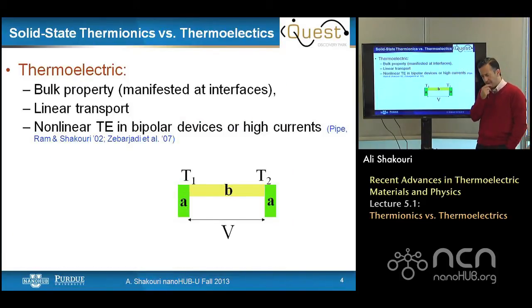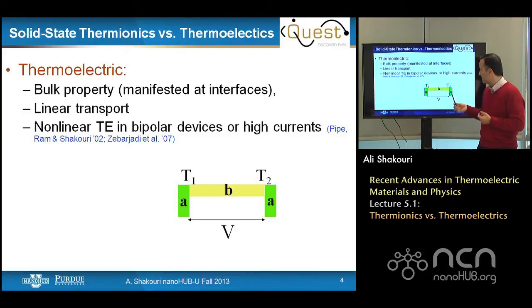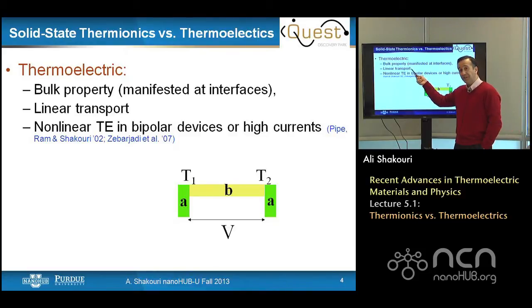What are the key differences between thermionics and thermoelectrics? Thermoelectric cooling is a bulk property, whereas thermionic is manifested at interfaces. Basically it is the average energy of the moving electrons when they move from A to B. If the electron gas expands or contracts, absorbs some energy, that's Peltier cooling and heating, or in the case of the Seebeck effect, it is the electron gas that is doing the work. Thermoelectric is usually described in a linear transport regime.